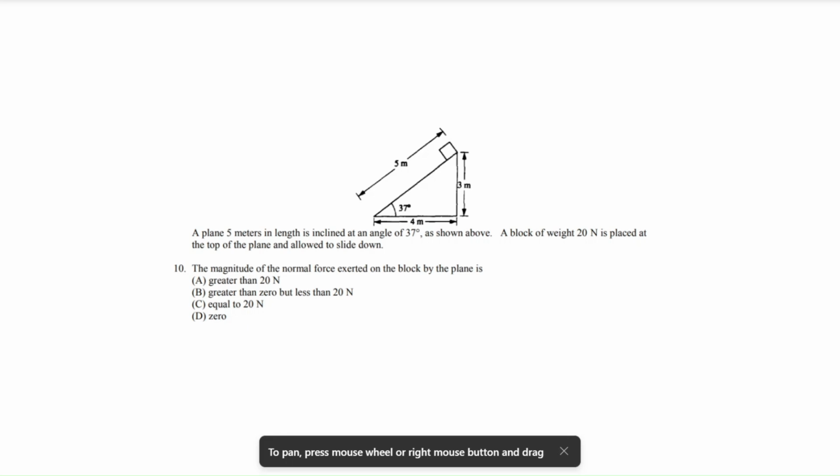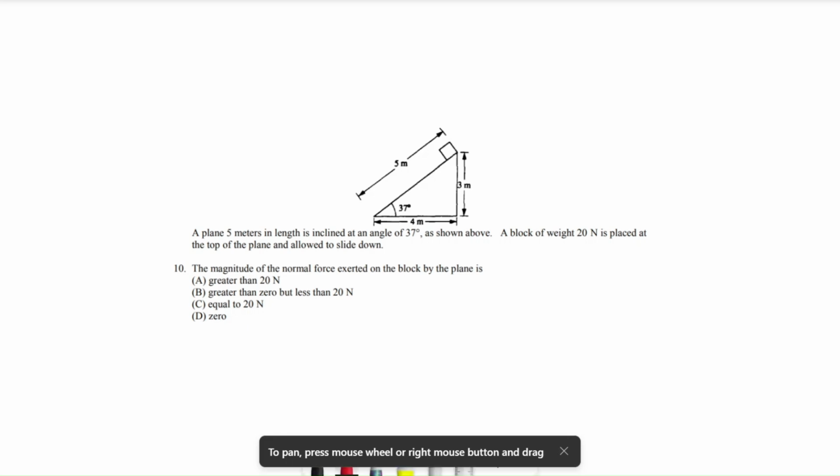A plane 5 meters in length is inclined at an angle of 37 degrees as shown above. A block of weight 20 newtons is placed at the top of the plane and is allowed to slide down. The magnitude of the normal force exerted on the block by the plane is, and then we have our answer choices. So, going ahead, we can draw our free body diagrams as necessary.